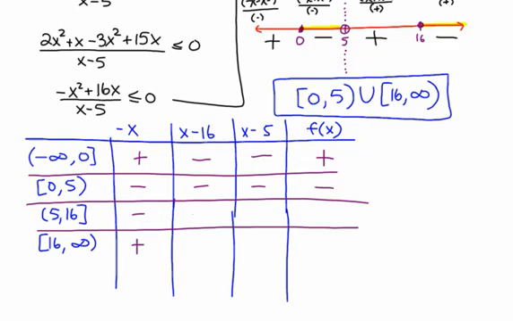Pick a number between 5 and 16, so 6. 6 minus 16 is negative. 6 minus 5 is positive. Two negatives and a positive give a positive. And then last, pick a number between 16 and infinity, so 17. 17 minus 16 is positive. 17 minus 5 is a positive. Three positives is a positive. Ooh, what did I do wrong? This guy was a negative here because we had 17, negative 17. So there we go, a negative. So that would work still, and we want when it's a negative value.